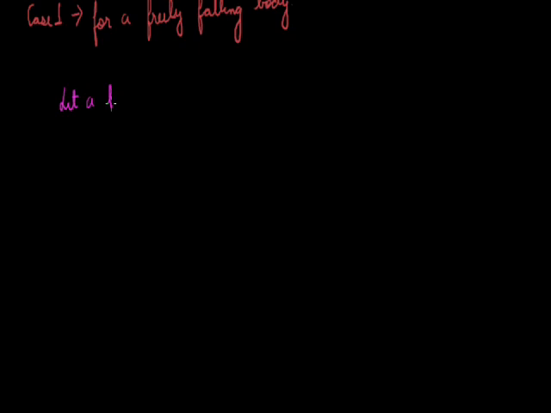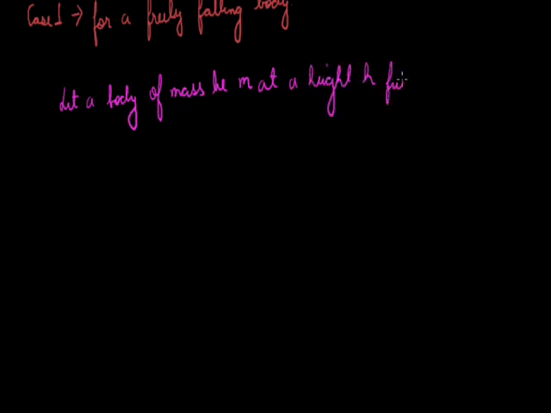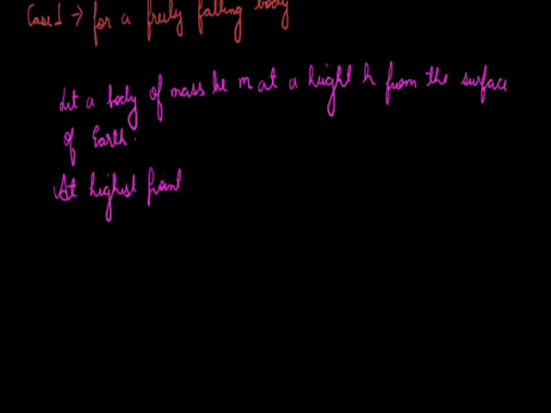First, let a body of mass m be at height h from the surface of Earth. So at highest point, the potential energy of the body will be U, that is mass of the body, into acceleration due to gravity, into height, that is from surface of the Earth. This is the total potential energy of the body.